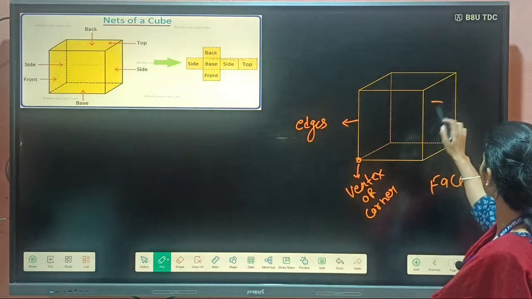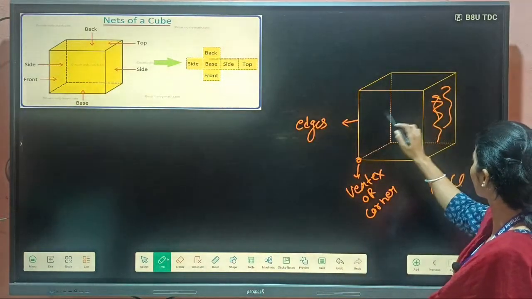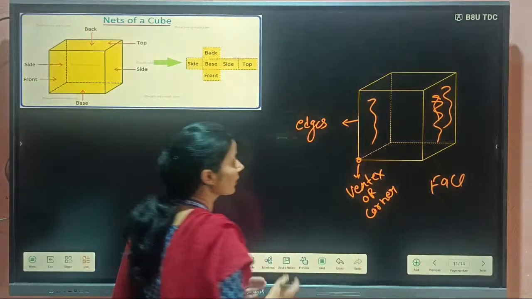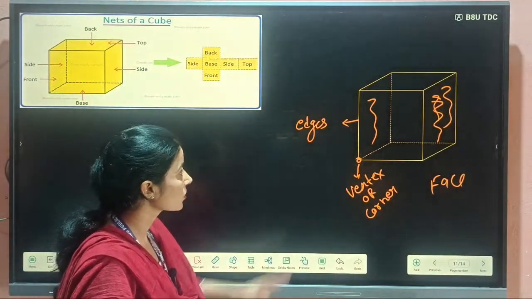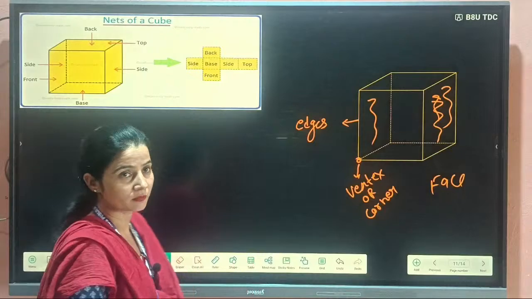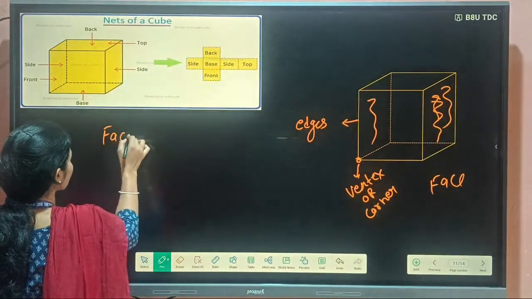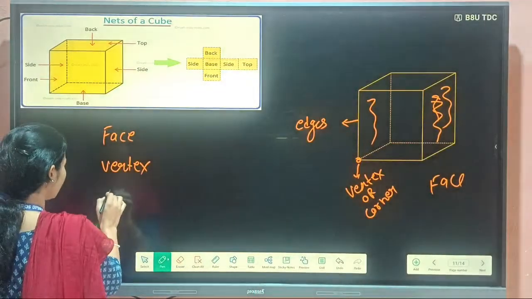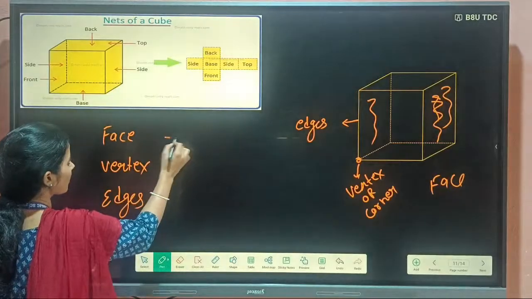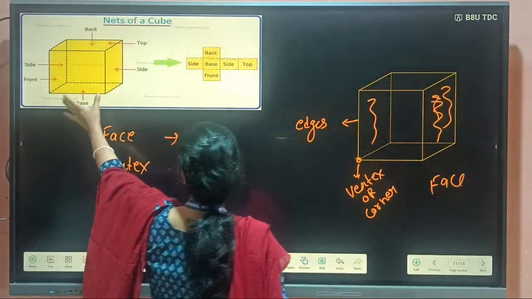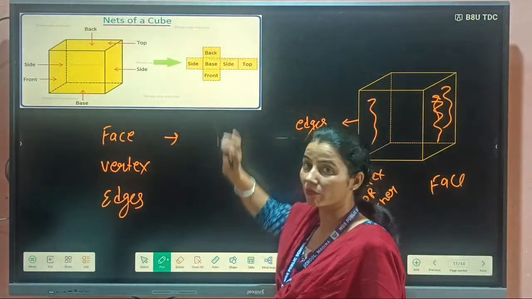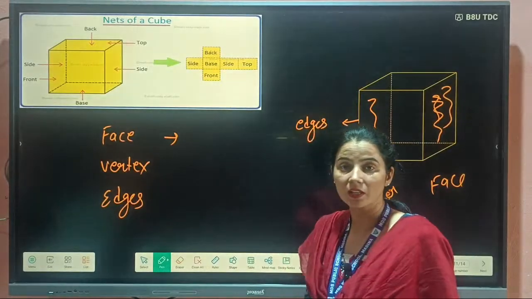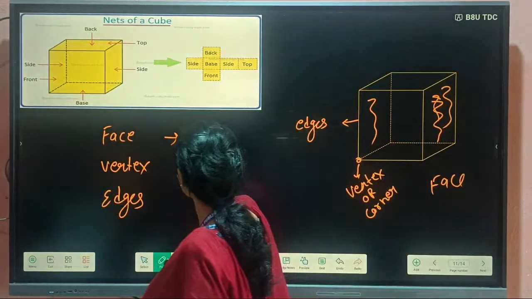What is a face? This is a face. These are the faces of this cube. Now let us count how many faces, vertices, and edges this cube has. How many faces? See, if you open this cube, you will get 6 faces: 1, 2, 3, 4, 5, 6. These are the 6 faces of a cube.